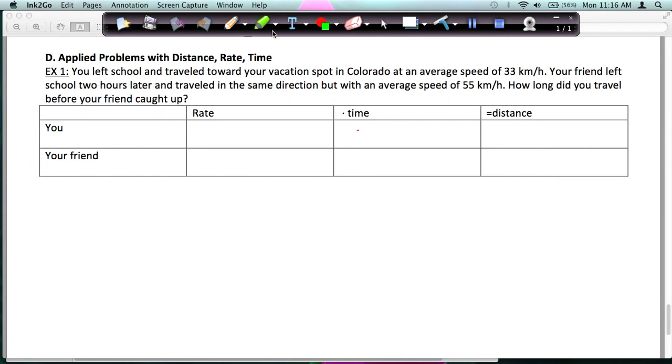Okay, this applied problem with distance, rate, time is a good example of how to organize your information and then set up an equation to solve. And there are more than one way to solve these equations. I'm just showing you one way to solve.